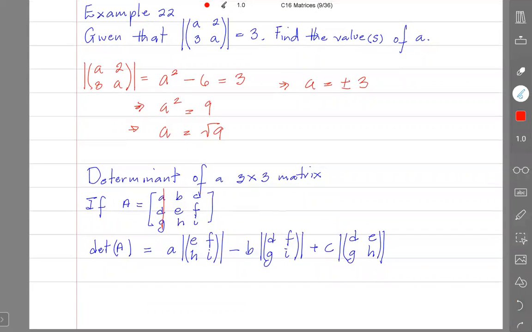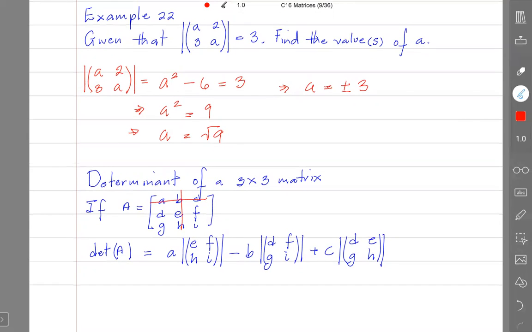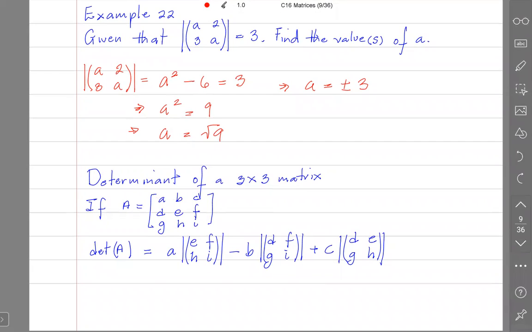And then minus B, so that minus there is part of the formula. The determinant of the remaining elements after you remove the elements which are in the same row and column as B. And so it's minus B times the determinant of D, F, G, and I, plus C times the determinant of D, E, G, and H. All right, so that's the formula for the determinant of a 3x3 matrix.